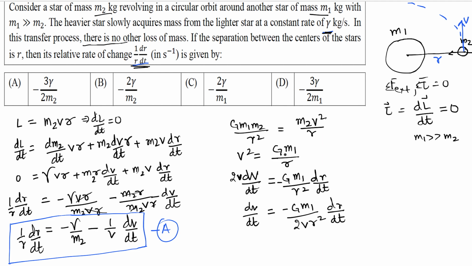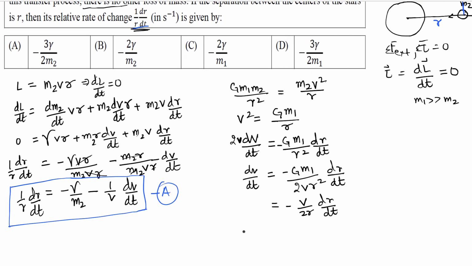Now we know that G m1 by r is v square. So basically I want to replace the G. So G m1 will become r v square, and 1 by r square is already here. And then 1 by v is also here. So it will become minus v by 2r dr by dt. And therefore, if we take 1 by v dv by dt, this will be minus 1 by 2r dr by dt.